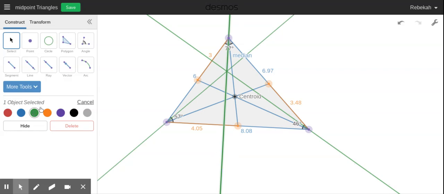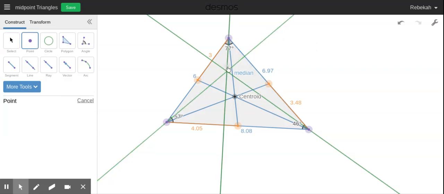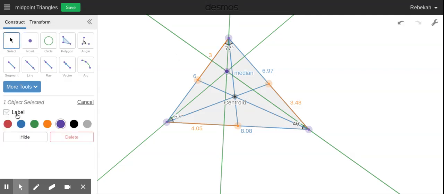So the altitudes, and I'll go ahead and label one. Oh, I can't label it. Never mind. All right, so the altitudes, and they all meet at a center point as well. And this center point has a unique name, and that's called the orthocenter. And unlike the centroid, it doesn't have to be in the center.